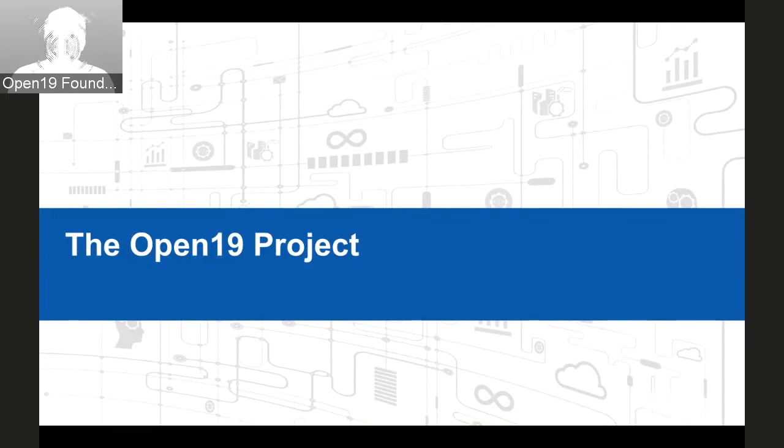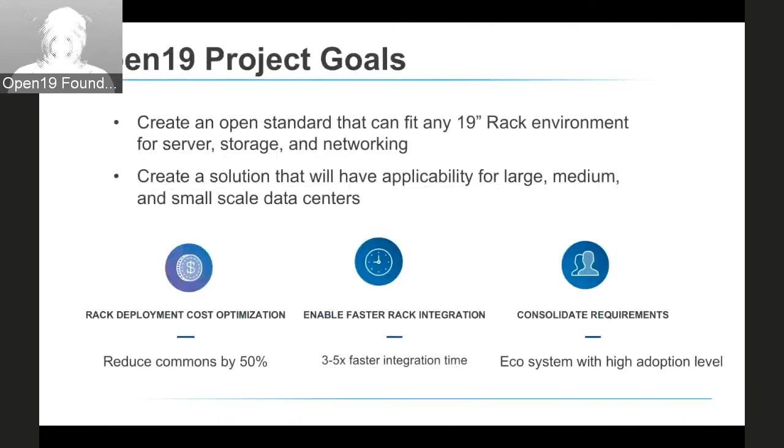So the Open19 project. We set a few goals when we started the Open19 project. We wanted to create an open standard that can fit into a 19-inch rack environment for server, storage and networking. The reason that we picked 19 inches as our baseline is that if we need to go to a diverse environment, the diverse environment can be anything between a POP, an edge platform, a small data center, a large data center, or mega data centers. The one thing which is common for all of those elements is a 19-inch rack. So we wanted to drive an environment that our solution will always be able to fit into any place. A 19-inch rack is the baseline.